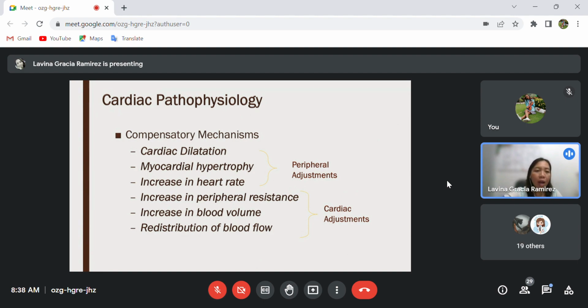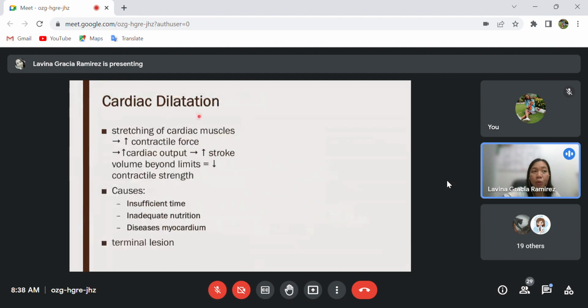Okay, so what happens in cardiac dilatation? There will be stretching of cardiac muscles. Sabi ko kanina, there will be increased filling in of blood, especially in the diastolic picture.